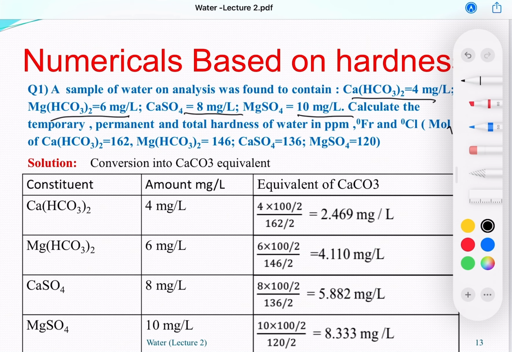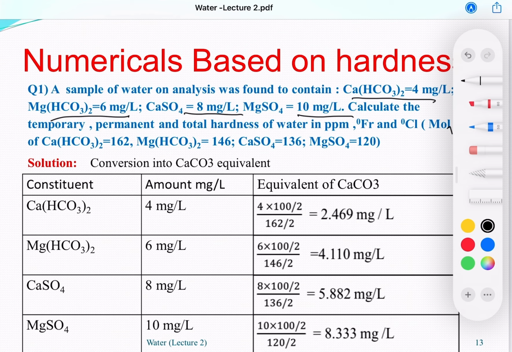So for that we do the numerical in tabular form, and by now I'm sure all of you know how to convert it into equivalents of CaCO3. There is one simple formula, and you use that formula and it will get converted into equivalents of CaCO3. So this is how we will draw the table, as you can see on your screen.